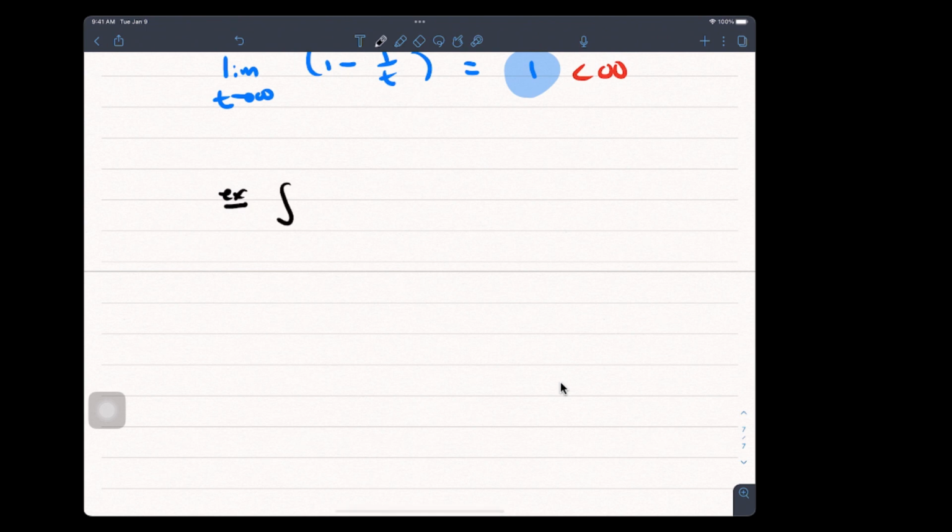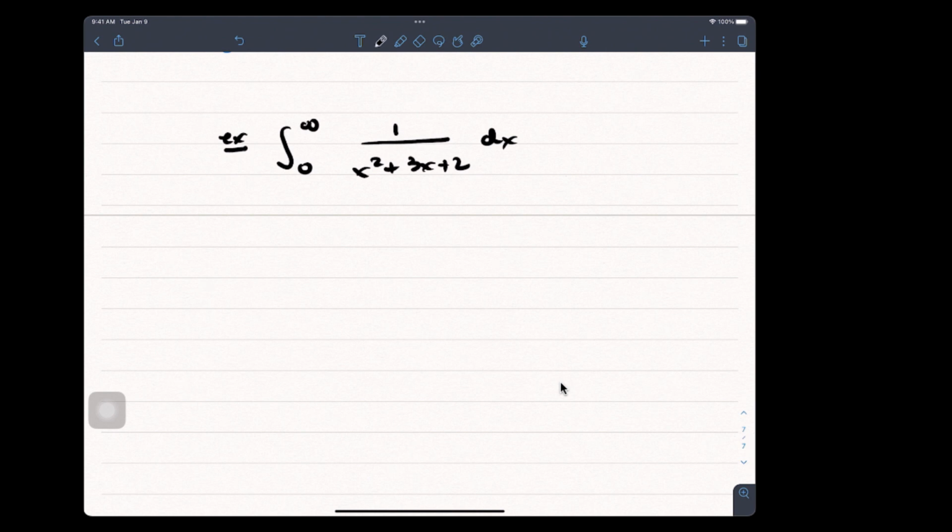And so let me give you guys something else here. 0 to infinity, 1 over x squared plus 3x plus 2 dx. You go, oh my God, you're throwing me to the wolves already, right? What do I mean by going to the wolves? What's the definition? Limit as t goes to infinity, integral from 0 to t, of 1 over x squared plus 3x plus 2.